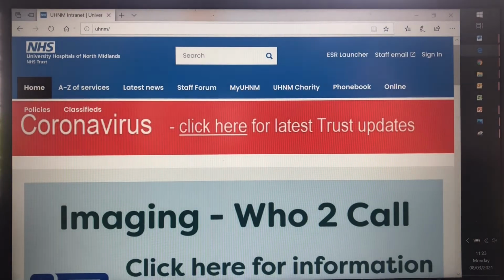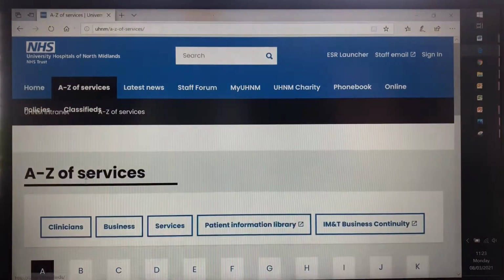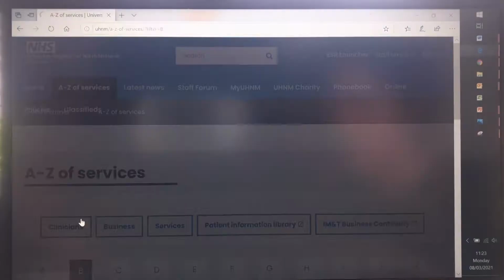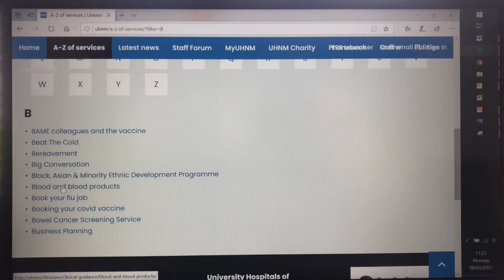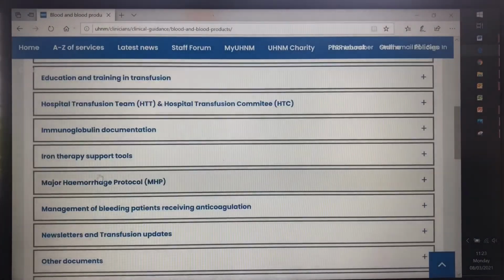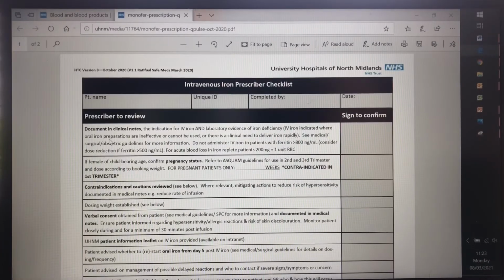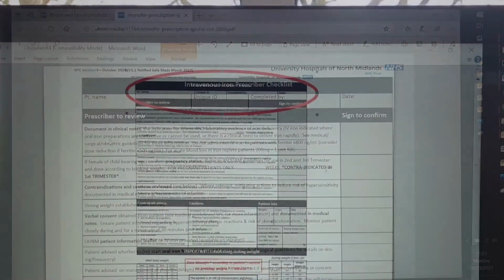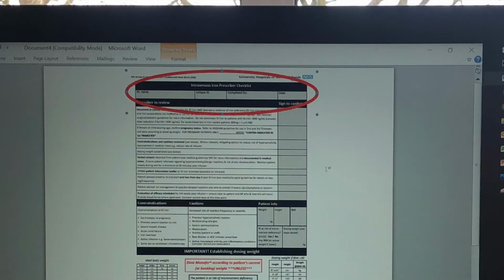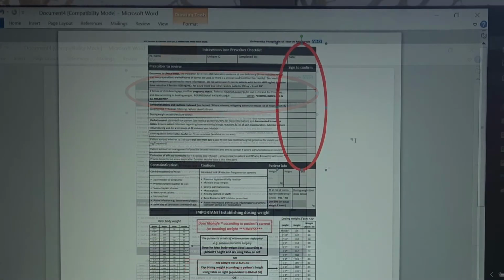For your iron support documents, choose the Blood and Blood Products webpage. Select Iron Support Services and then the Monifer prescription chart. This should be printed and completed with the patient's details and the prescriber's details.